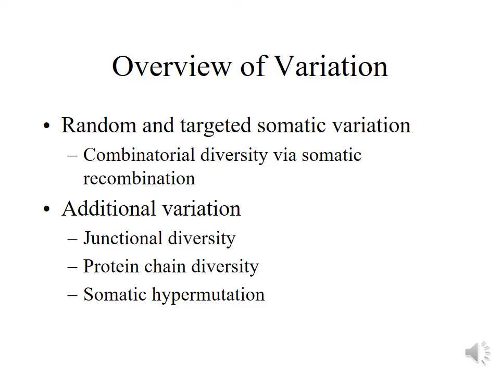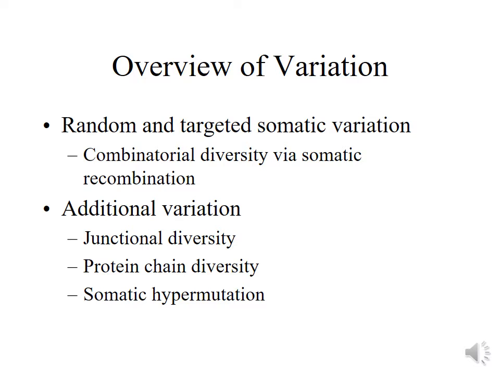Junctional diversity refers to somatic recombination mechanisms that bring together different gene segments in IgG or T cell receptor genes, and variably add or subtract nucleotides at the junctions of selected gene segments. Protein chain combinatorial diversity describes the IgGs and T cell receptors that are heterodimers, and diversity is compounded by unique combinations of protein chains.